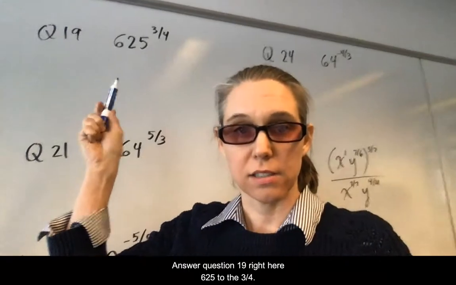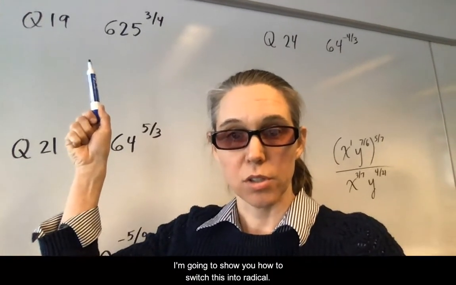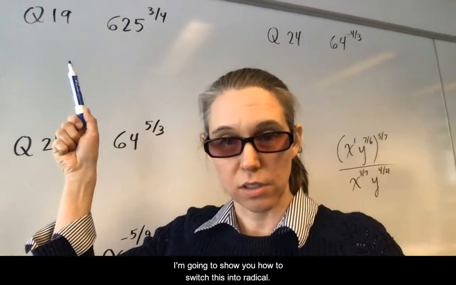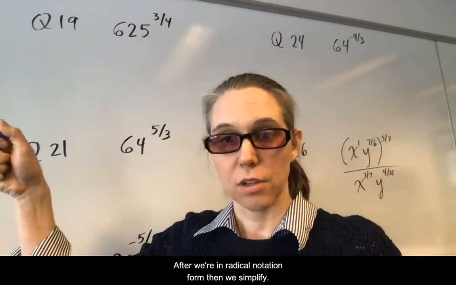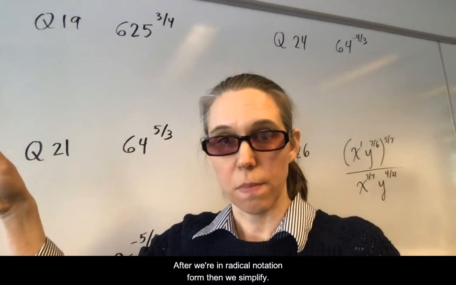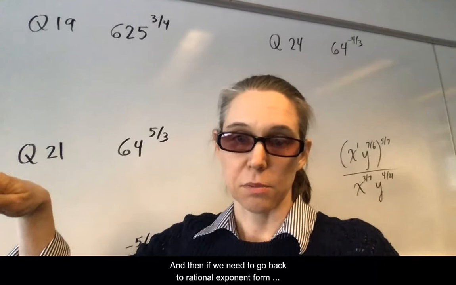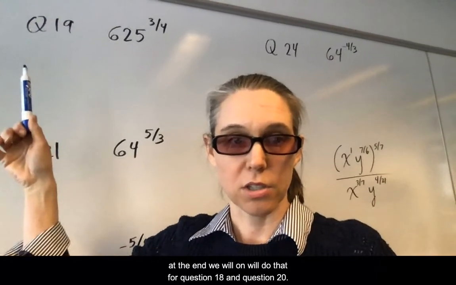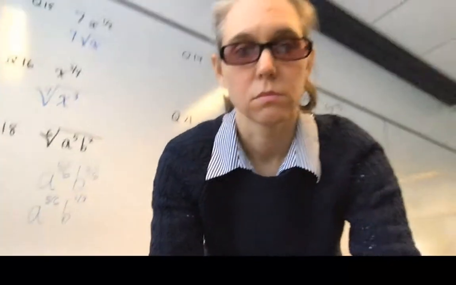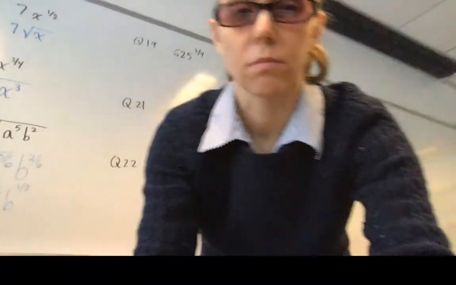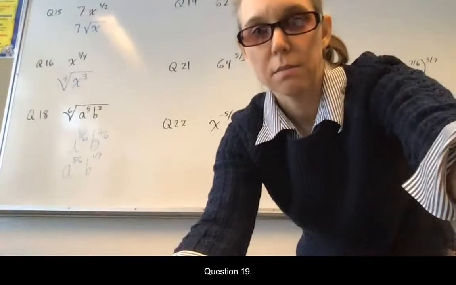And so question 19 right here, 625 to the 3/4. I'm going to show you how to switch this into radical form. After we're in radical notation form, then we simplify. And then if we need to go back to rational exponent form at the end, we will. And we'll do that for question 19 and question 21. Okay, so question 19.